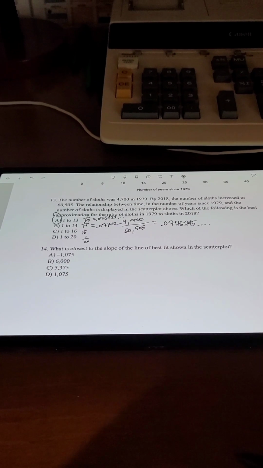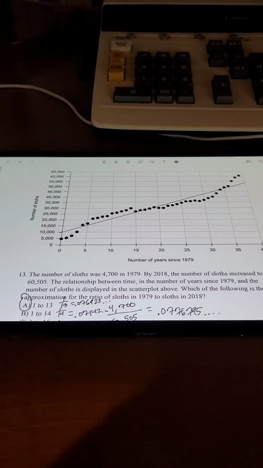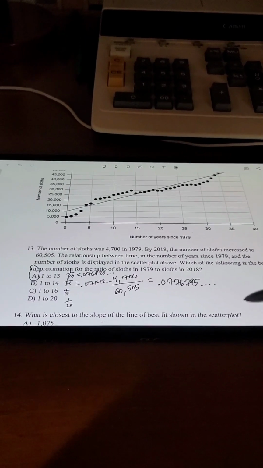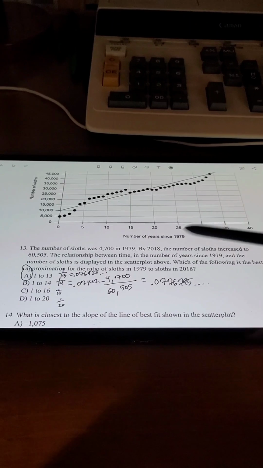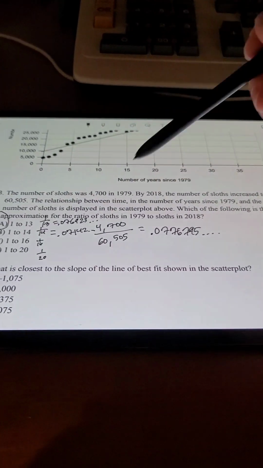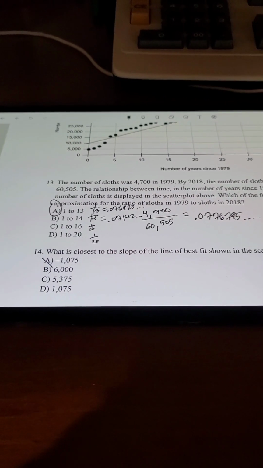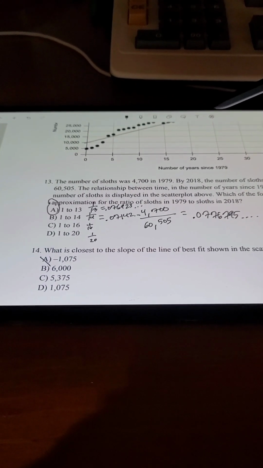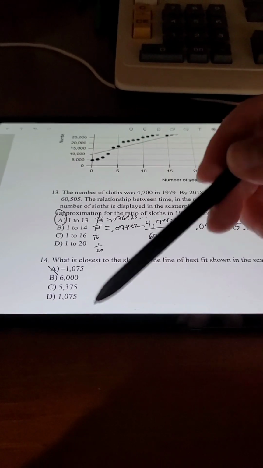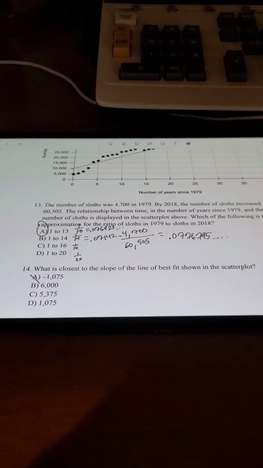So now we're going to find the closest slope for the line of best fit in the scatter plot shown over here. Really quick, first of all, obviously it's a positive slope because it's increasing from left to right. If you were stressed for time on this exam, you could cross out A because it's a negative slope. You know it's definitely not that. Then you would just be picking between B, C, and D based off of what you get.